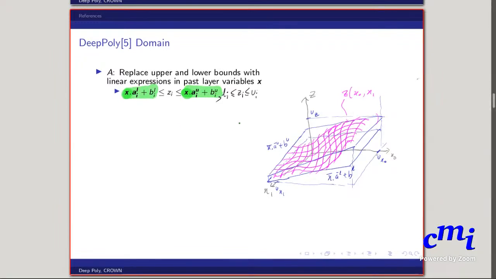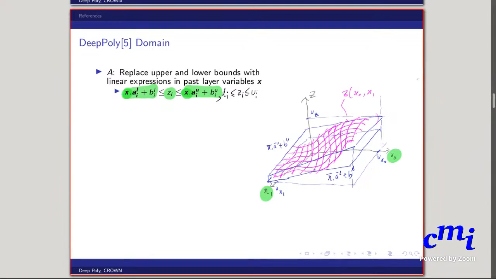If you want to keep a picture in mind, this is the picture you can keep. If you think about the value of a node at any particular layer, I've called it Zi, the value of this particular node Z changes in some complicated nonlinear way. Again, we're talking about this pink region, right? It changes in some complicated nonlinear way as you change the variables in the previous layer, let's say x1 and x0 in my case.